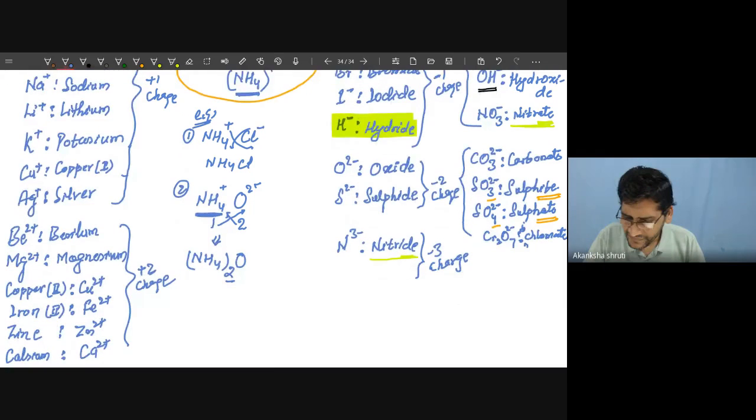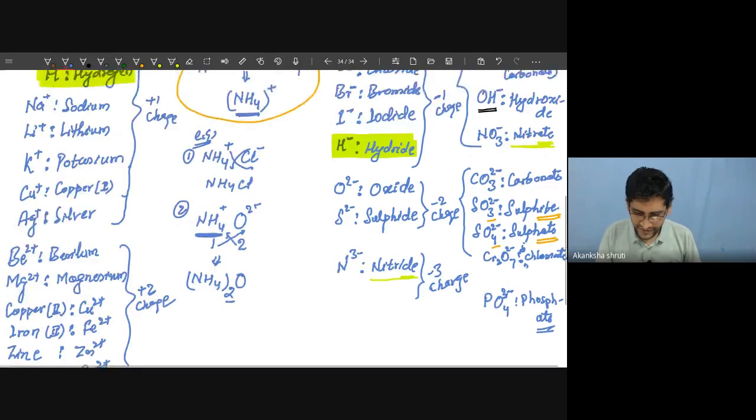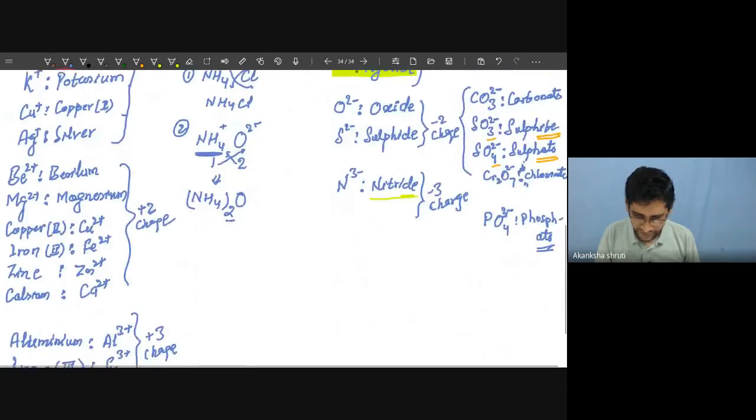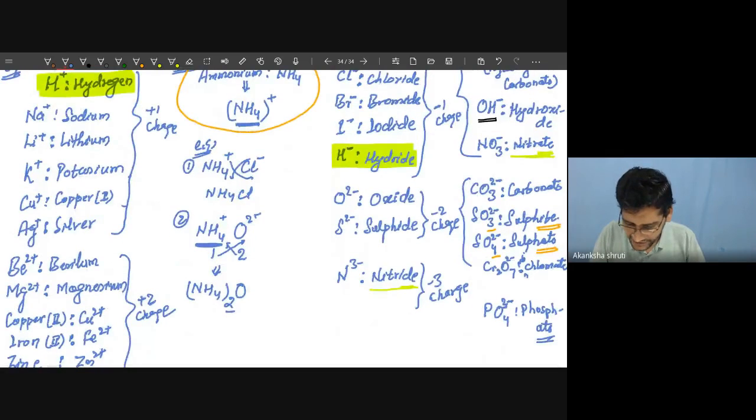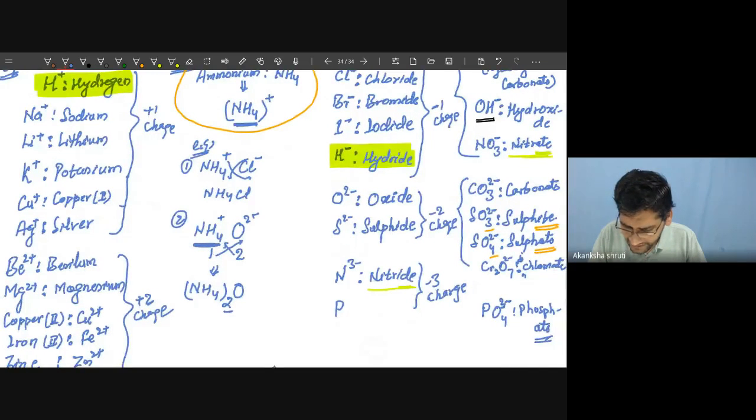Coming to the -3, if the phosphorus is attached with 4 oxygen, it carries 3 unit negative charge, means -3. It is called phosphate. Phosphate, ATE. Again, we had not written regarding phosphorus as phosphide. If the phosphorus is only there, then it carries -3. It is called phosphide, like nitride, phosphide is there.